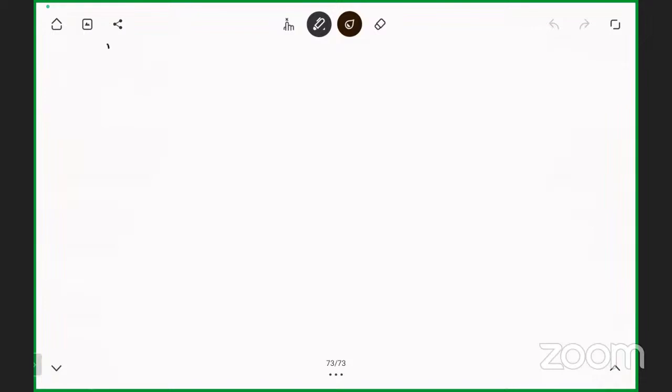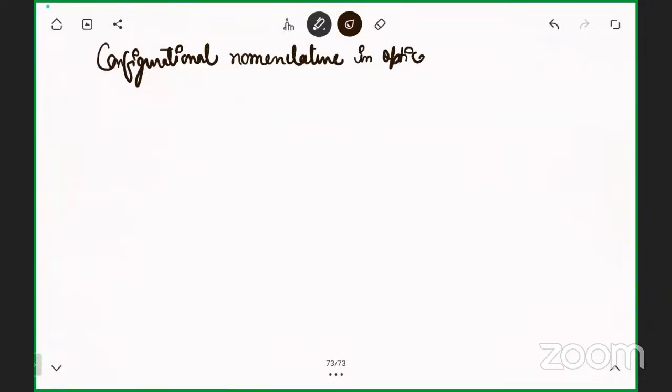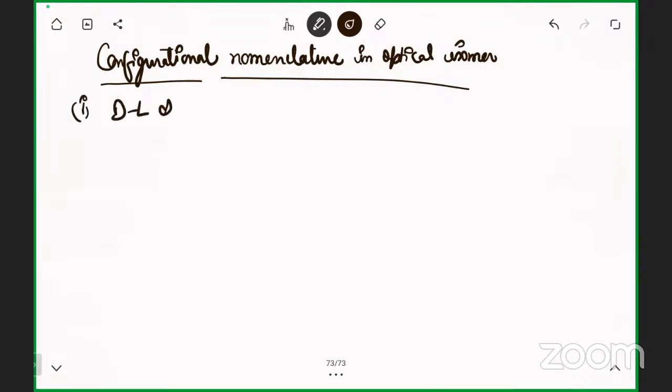Nomenclature in optical isomerism, that is configurational nomenclature in optical isomers. So this is the topic, and here we will go for the first type, the DL system.